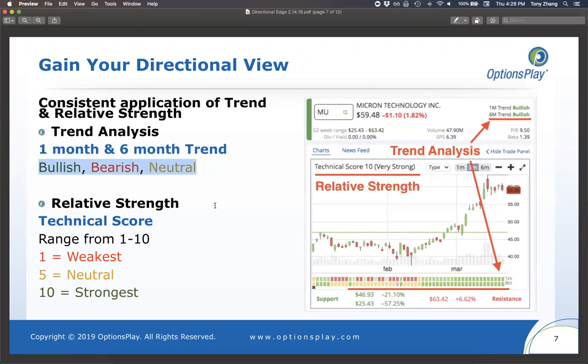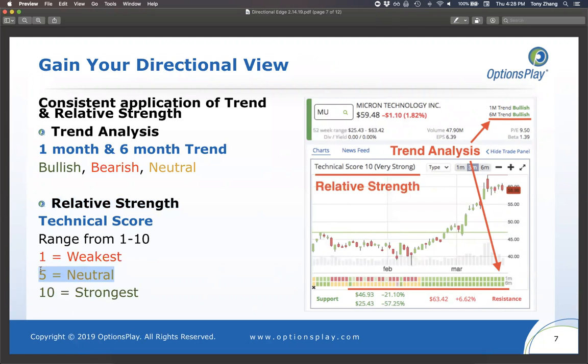And as far as relative strength, we have our own ranking methodology where we rank all stocks on a score from 1 to 10. 1s are effectively the weakest stocks in the market, so the stocks that are underperforming the market the most, and 10s are the strongest stocks in the market, the stocks that are outperforming the market the most, and 5s are effectively all stocks that are performing on par with the overall market.